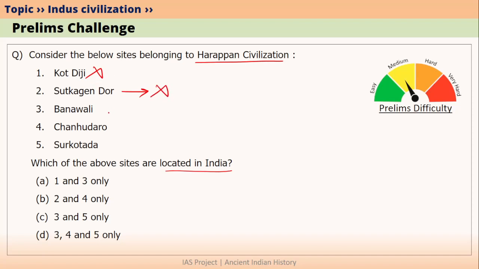So this is wrong. Banawali is correct because Banawali is located in Haryana. Chanhu Daro is also false because it is located in Pakistan. Surkotada is correct because this is located in Gujarat. So the correct answer would be 3 and 5 only. Option C is correct. Please note here that we did not study about Chanhu Daro and Surkotada yet because both these are mature Harappan sites.